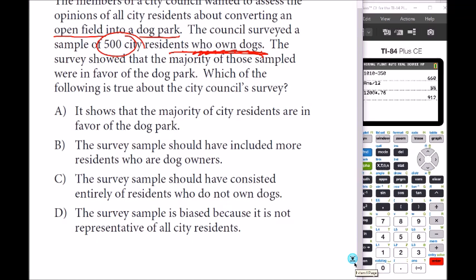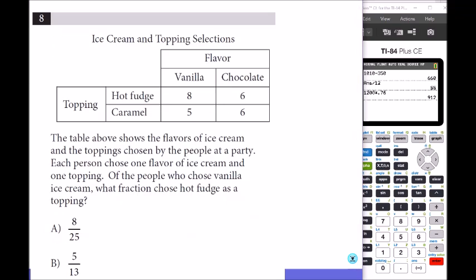So it showed that the majority of city residents favor dog parks. No, not necessarily. The survey sample should include more residents who are dog owners. No, it should be random, right? Regardless of whether they own a dog or not. The survey should include the entirety of residents, including those who do not own dogs. Not entirely. So this is biased because it does not represent all city residents. So D is the best answer that describes the survey.